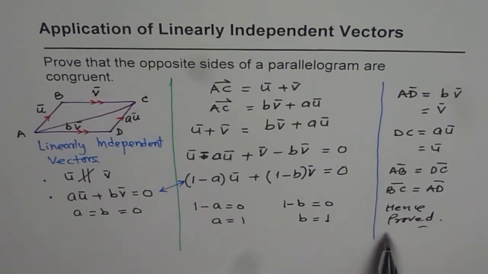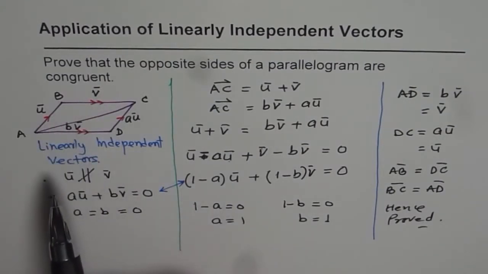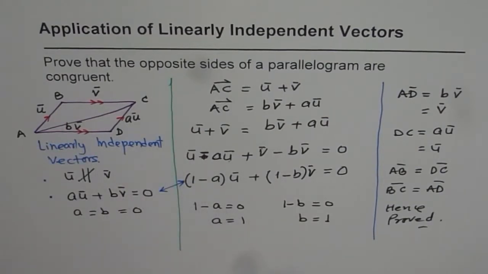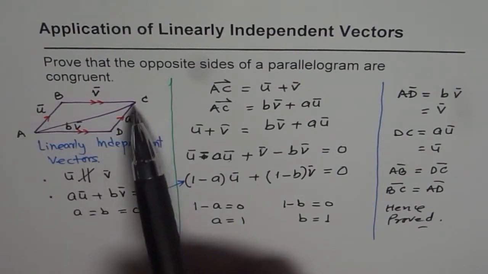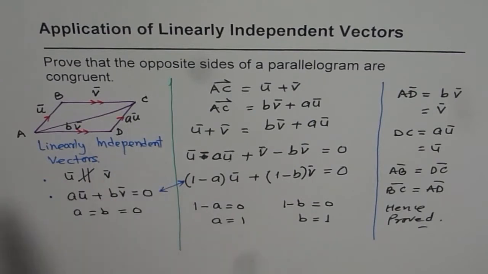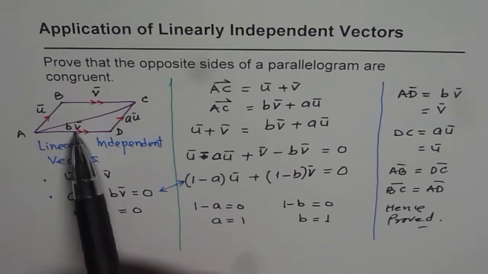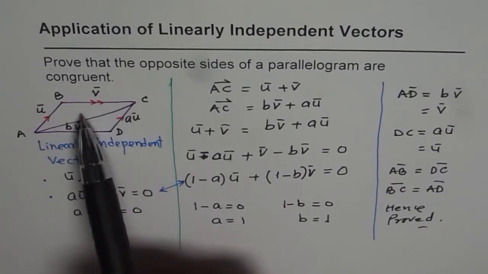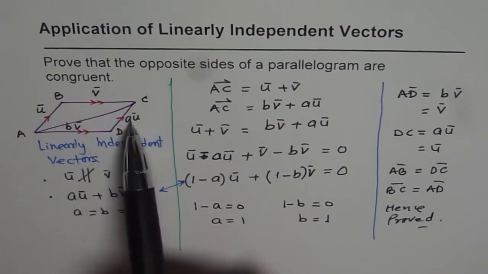I hope the concept is clear. So what we do is we start with a parallelogram, assume that the opposite sides are not necessarily equal, so they will at least be scalar multiples since they are parallel, right? So AB is taken as vector u, DC should be a times u, a scalar multiple. BC is v, so AD should be some scalar multiple of v. Now if you see the diagonal, it is the same for both sides. We could write AC in terms of u plus v, and we can also write this as bv plus au.